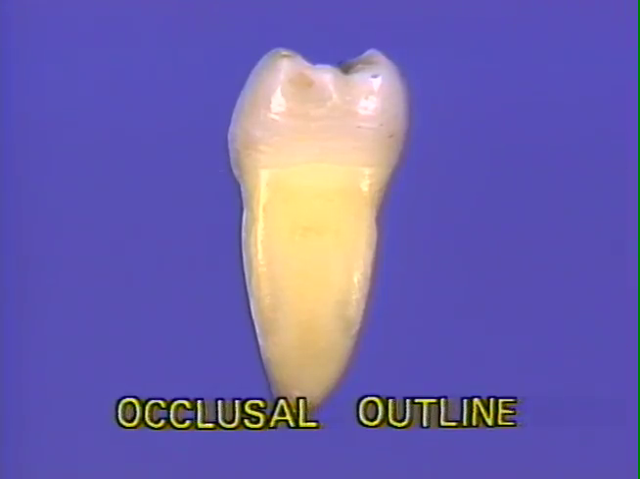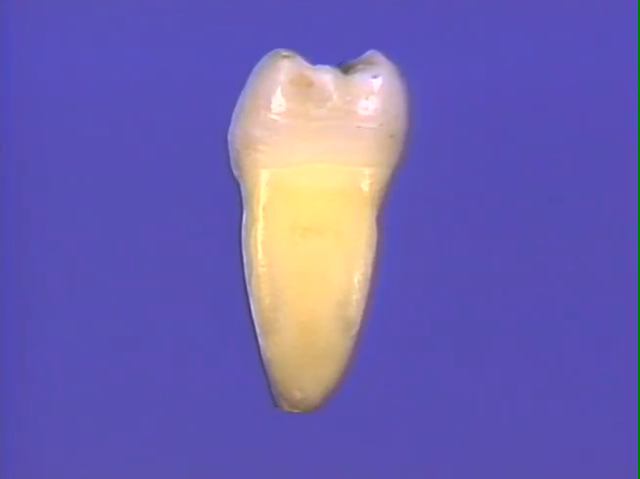The occlusal outline. This outline is concave, with the mesial marginal ridge confluent with the mesial cusp ridges of the mesiobuccal and mesiolingual cusps. A mesial marginal groove may be evident in this view.